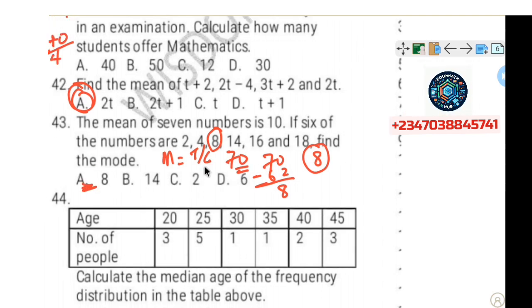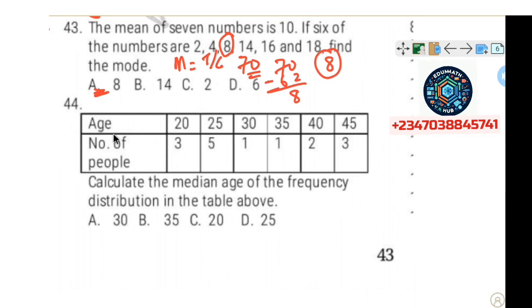Okay, now move to the next one, number 44. Here you have to find the median age of this distribution. So median is very simple. Let's go to the frequency. This is the frequency part. You add everything: 3 plus 5 is 8, 8 plus 1 is 9, 9 plus 1 is 10, and 10 plus 5 will give you 15.